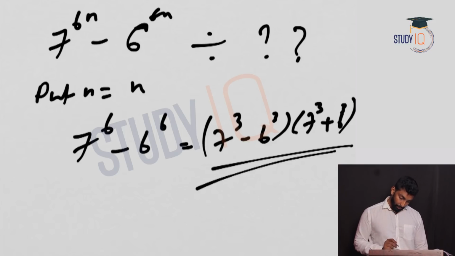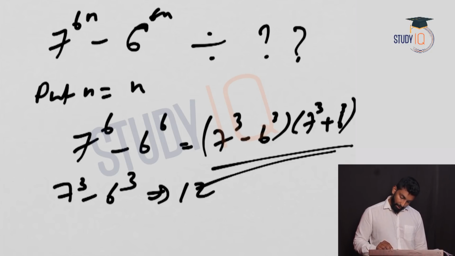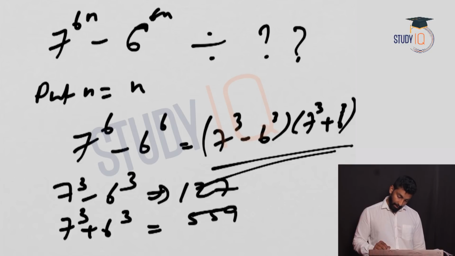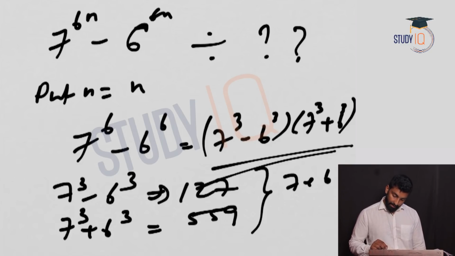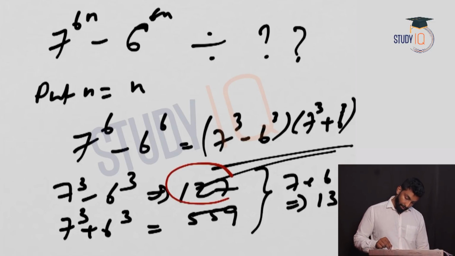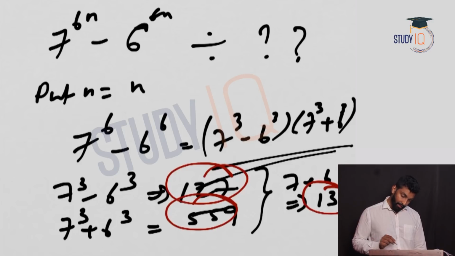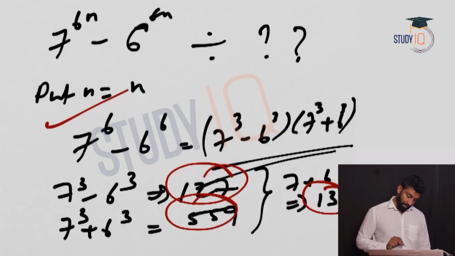So this will be a multiple of 7 cube minus 6 cube, which is equal to 127, and it will be a multiple of 7 cube plus 6 cube, which is equal to 559. Also 7 plus 6, which is equal to 13. So it is a multiple of 127, 559 and 13. Again, all of this is the answer. Answer for this question is again D.